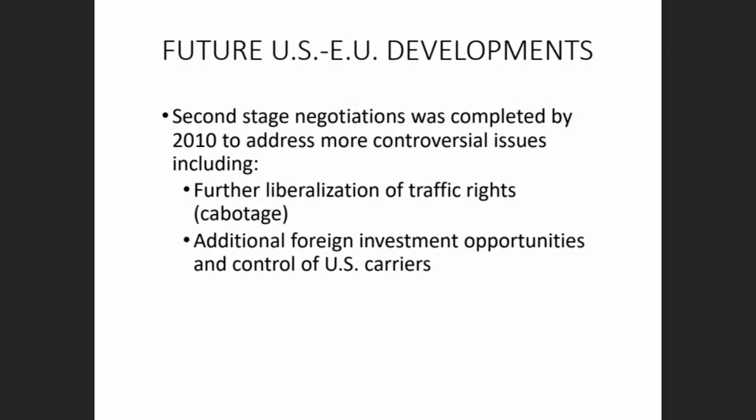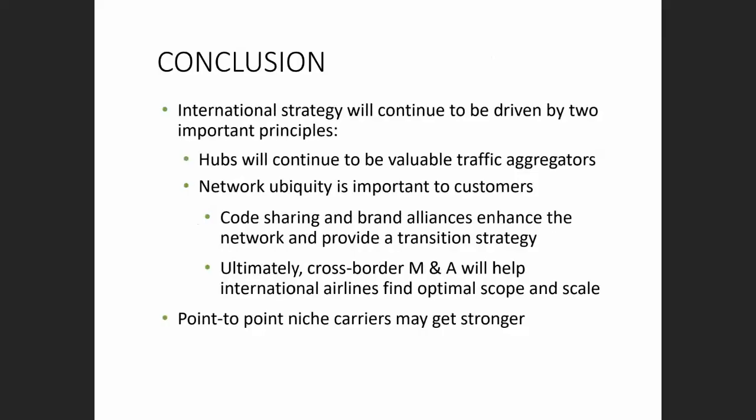The second stage negotiation was completed around 2010 to address more controversial issues, including further liberalization of traffic and additional foreign investment opportunities and control of US carriers. This will continue to be driven by two important principles. Hubs will continue to be valuable traffic aggregators, and network breadth is important to customers. Code sharing, brand alliances, and alliances provide transition strategies, and cross-border M&A can help international airlines find optimal scope and scale. Point-to-point niche markets may get stronger.